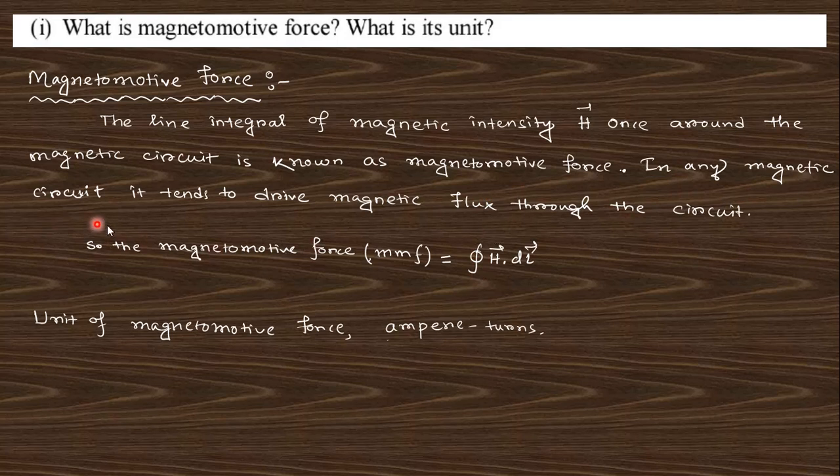In any magnetic circuit, this magnetomotive force tends to drive the magnetic flux through the circuit, right? And this expression is the cyclic integral of H dot dl, and the unit of this magnetomotive force is ampere turns, that is amperes into turns.